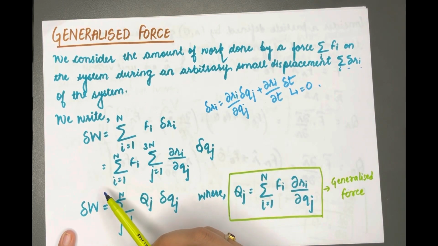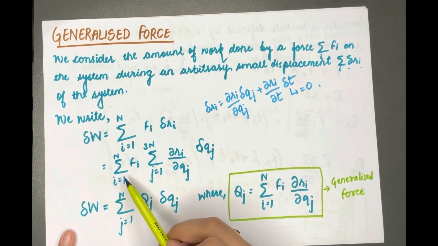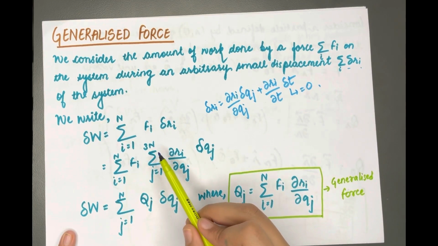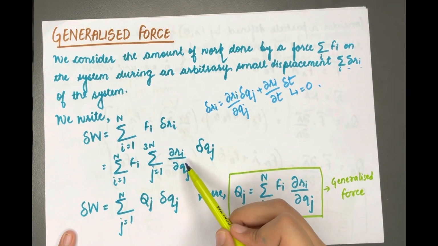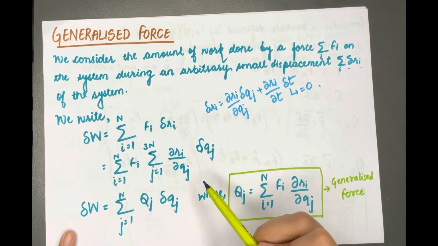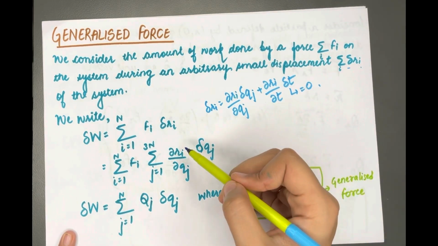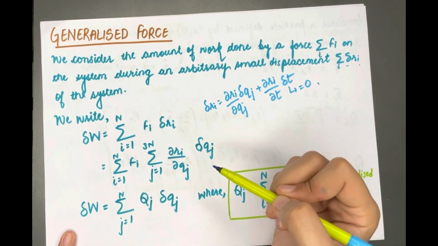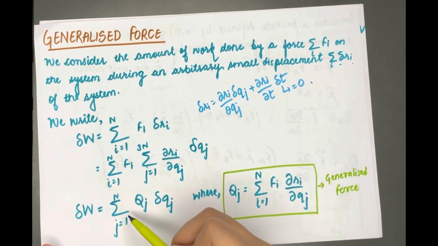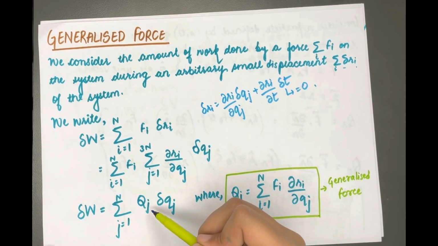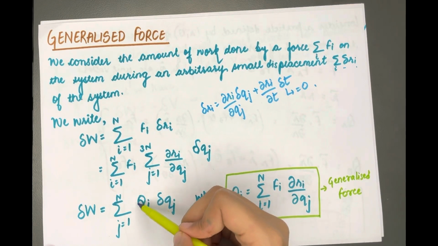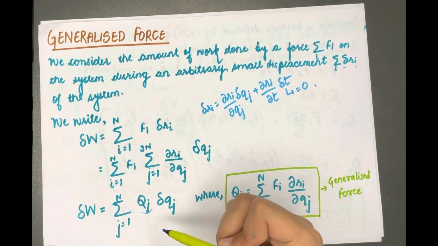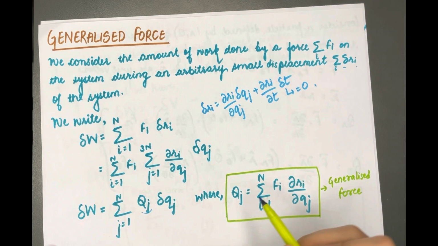So δW is equal to Σ (i = 1 to n) Fi, Σ (j = 1 to 3n) ∂Ri/∂Qj δQj. Now we are going to put this as equal to Qj, so δW is equal to Σ Qj δQj. What is Qj? Qj is our generalized force, given by Qj = Σ (i = 1 to n) Fi · ∂Ri/∂Qj.